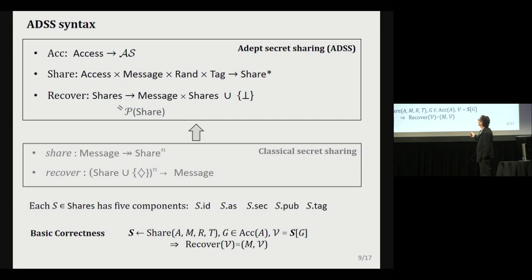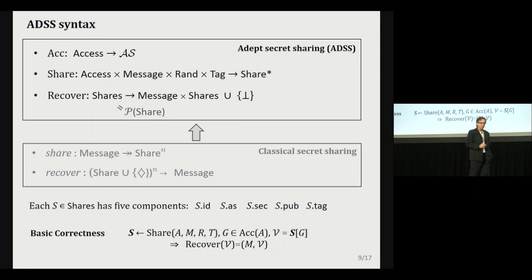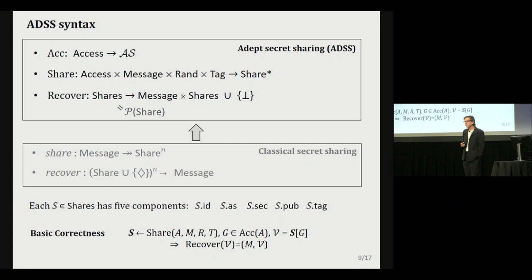Finally, it's important that when you apply recover, there's the possibility of the algorithm saying, no, there is not a valid secret underlying this set of shares, because that's a much better thing to have happen than for the recovery algorithm to identify some kind of bogus message.